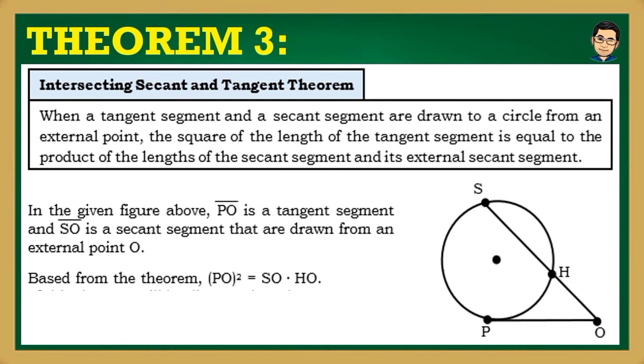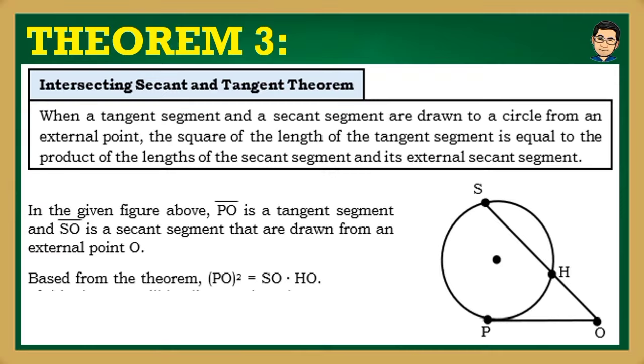So, i-label natin yung tangent segment tsaka second segment. So, yung PO po, ito siya. Yan po yung kanyang tangent segment. And then, SO naman, ito naman po yung second segment. And then, yung external second segment niya is HO. Ito siya.